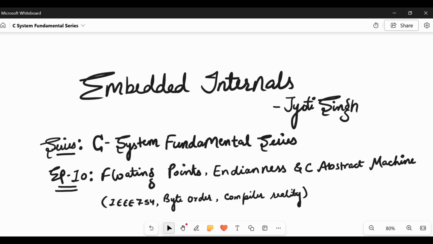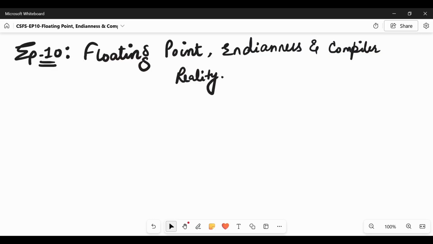We know that C defines rules for behavior, not exact hardware execution. Every operator, the C compiler has to follow the rules for any kind of computing. C defines rules for behavior but not for exact hardware execution. Why do we need floating points? Why are integers not enough?